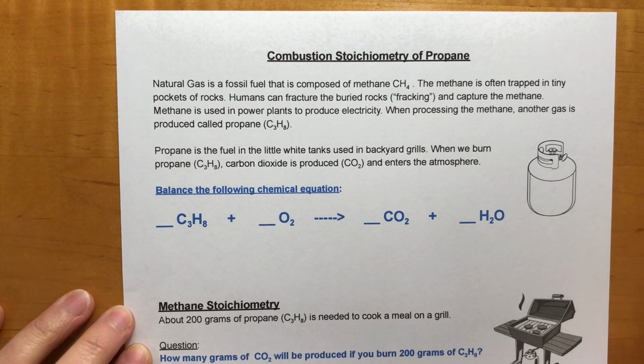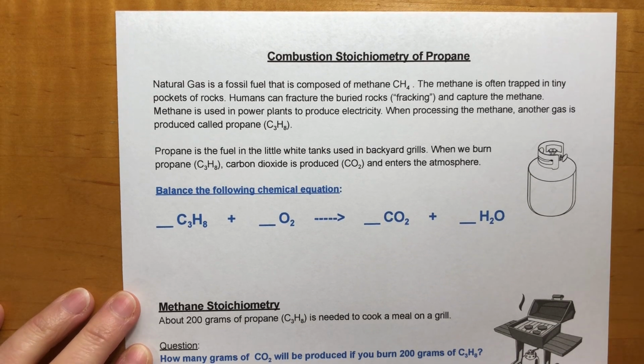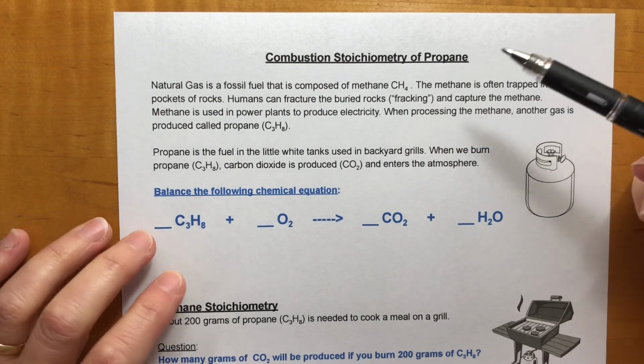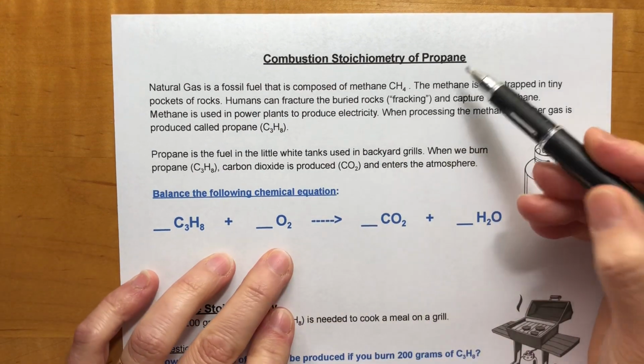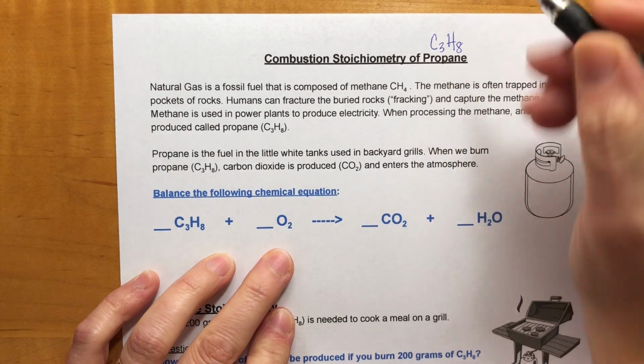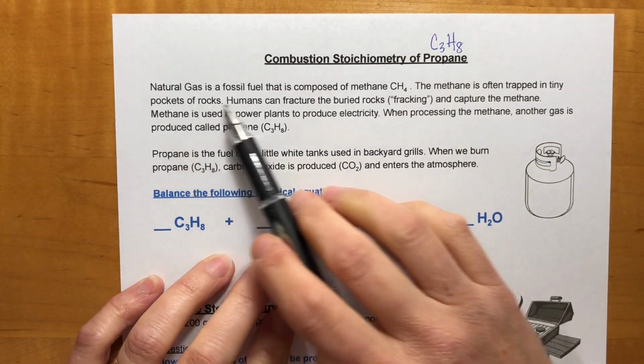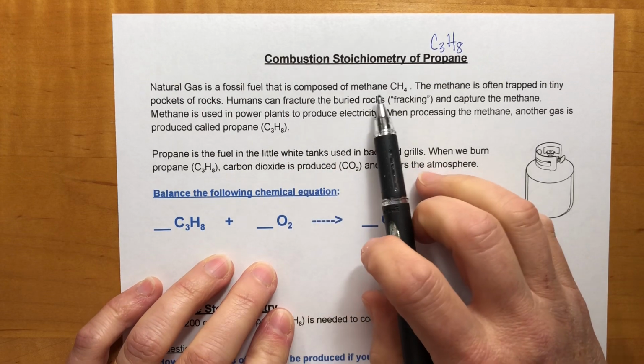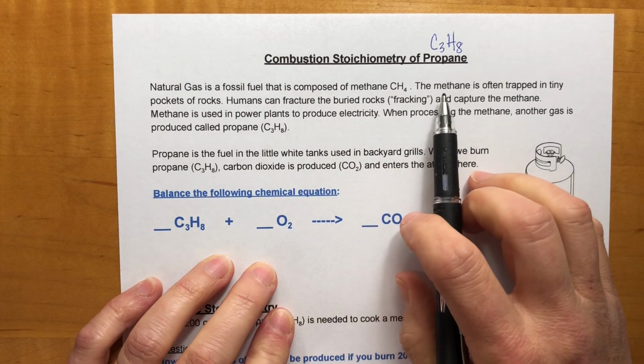Hi peeps, let's do some practice stoichiometry. This is with the combustion of propane. Propane is C3H8. So let's see. Natural gas is a fossil fuel that's composed of methane, which is CH4.